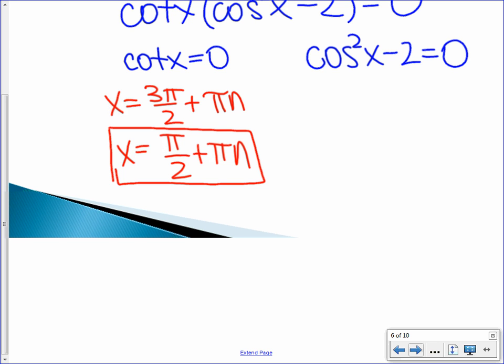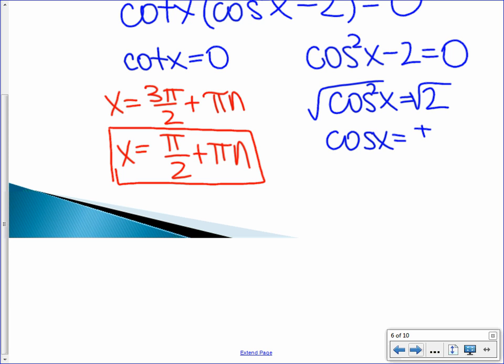Okay, now over here, we have cosine squared minus 2 equals 0. So we're going to need to add the 2, and then what? Square root both sides. Please do not forget that when you square root both sides, we have a plus or minus attached to that number. So there's going to be 4 of them, right? Yep. So let's list them all. Positive radical 2.